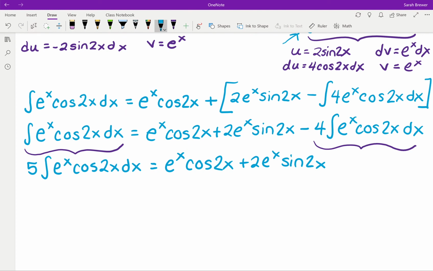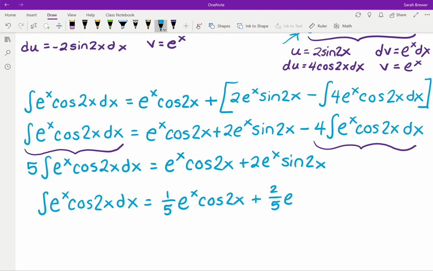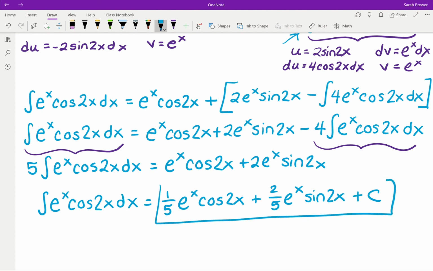So now I can see that the integral of e to the x cosine 2x dx is equal to, if I divide all this by 5, it's the same as multiplying by a fifth, so I'm just going to distribute that and write it as 1/5 e to the x cosine 2x plus 2/5 e to the x sine of 2x, and we need our plus c. Cool, huh?